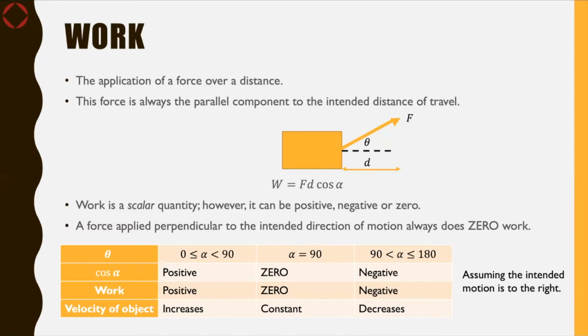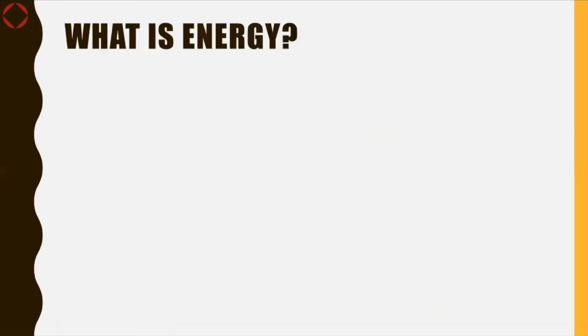Okay, so long story short, work is the application of a force over a distance. The only component of the force that generates the work is the parallel, not the perpendicular. Positive work, you make an object increase its velocity. Negative work, you make an object decrease its velocity. Zero work, you do not change the velocity at all. So the velocity becomes constant.